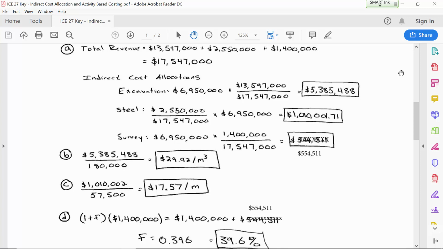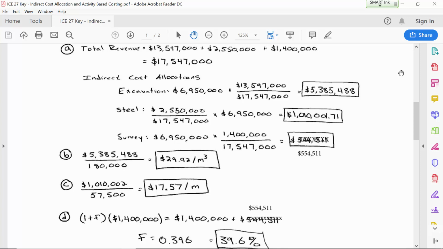To cover their indirect cost obligation to the parent company, they're also going to have to kick upstairs $554,511. So the total amount that they're going to be taking from their customers is $1.4 million plus the indirect cost that they're going to be contributing to the holding company. And so that total is the direct cost and the indirect cost.